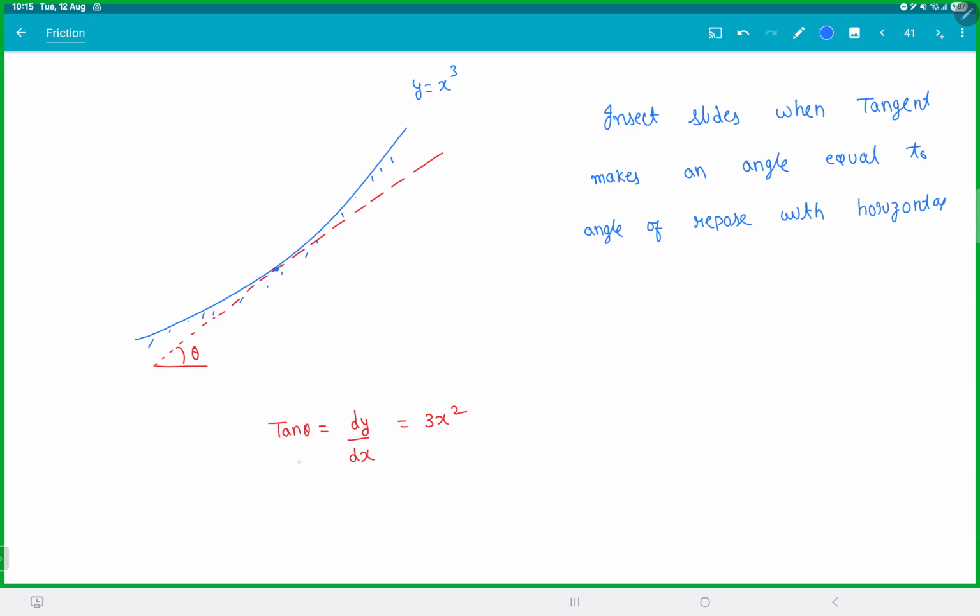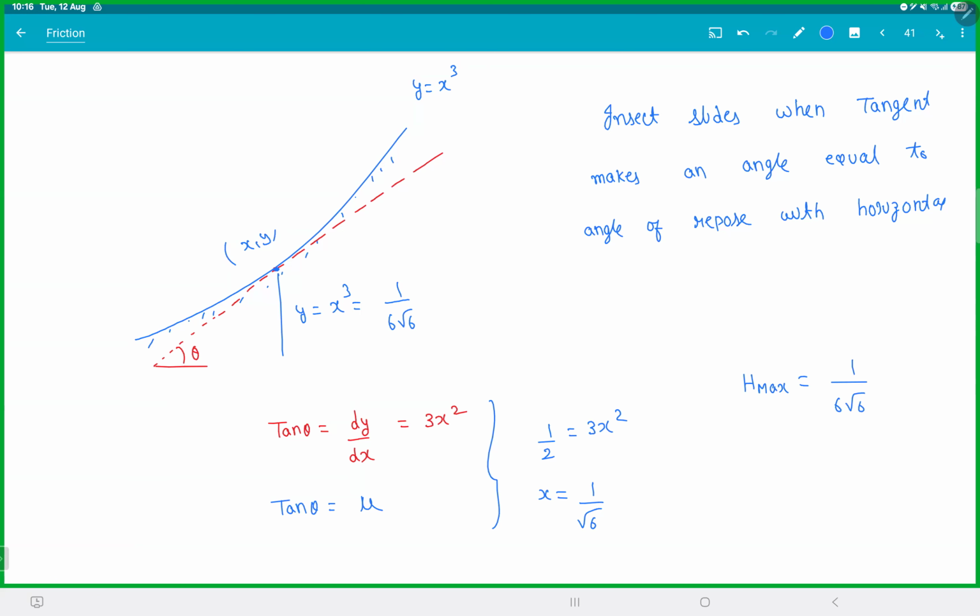So tan of angle of repose is nothing but mu. So mu is half, which is 3x square. So we got x is equal to 1 by root 6. So this coordinate is (x, y). The height will be the y coordinate, which is x cube, which is 1 by 6 root 6. There, that's your answer. Clear, everyone?